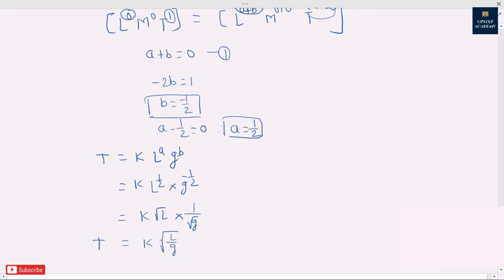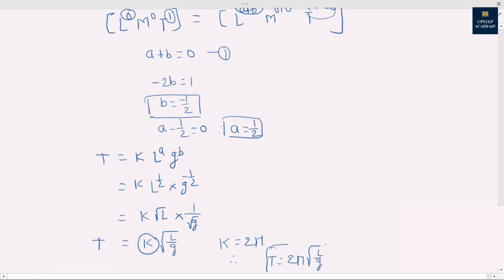But here one thing is remaining, that is the value of this k. This value of k we can't find by using dimensional analysis. That is the limitation of dimensional analysis. But this value can be found out experimentally and that value is 2 pi. So therefore our ultimate equation becomes T is equal to 2 pi into under root L upon g.